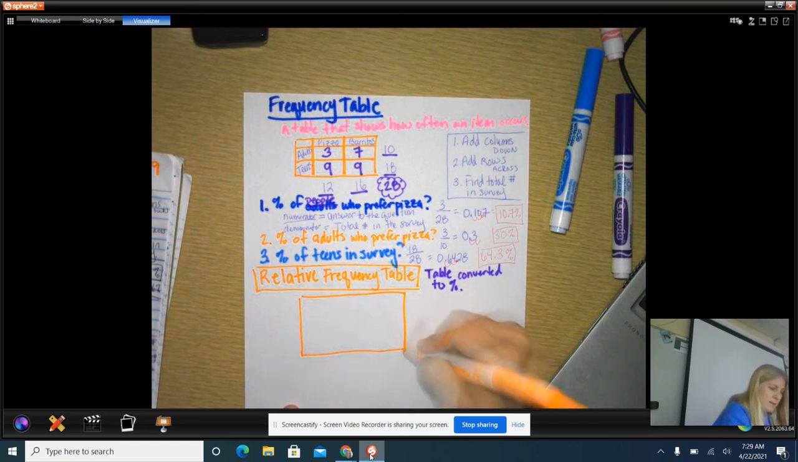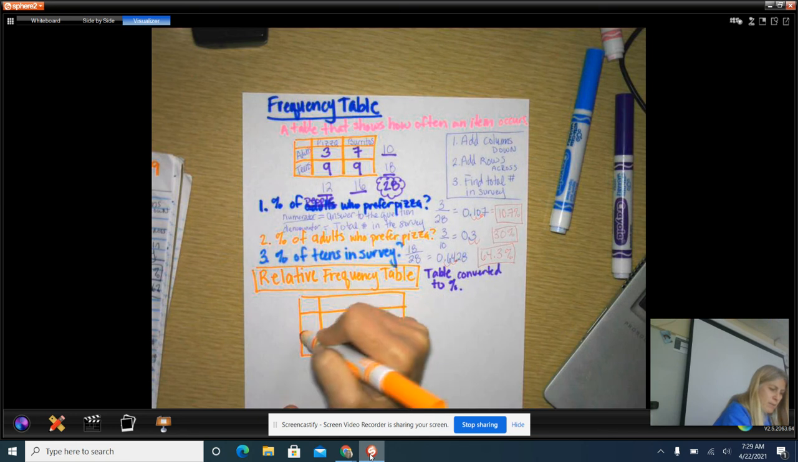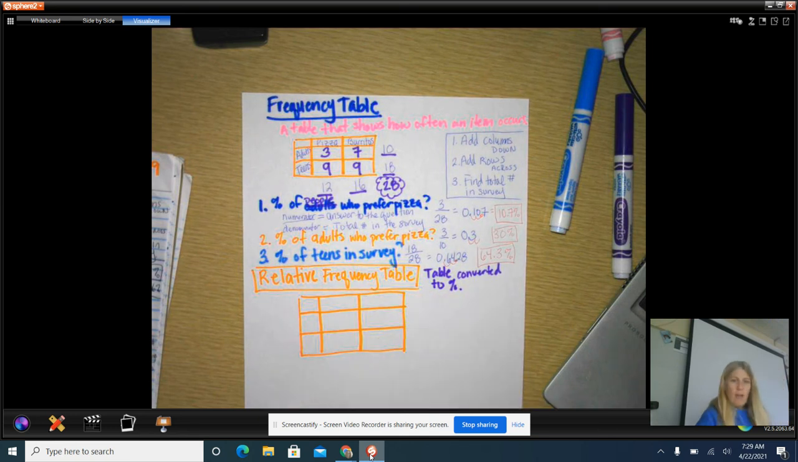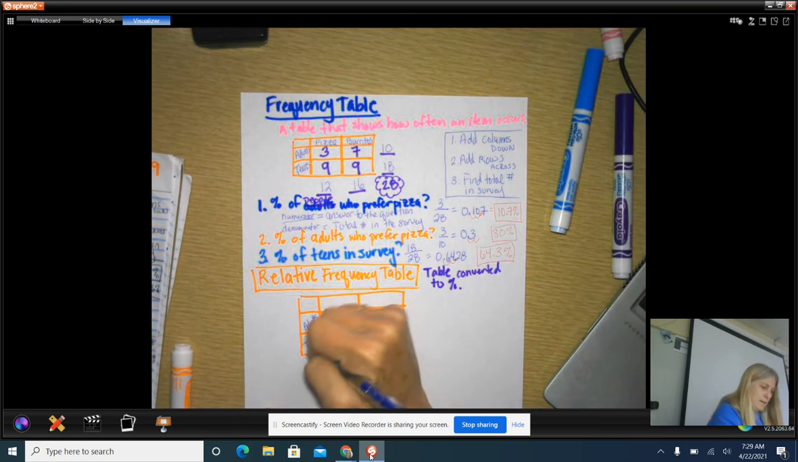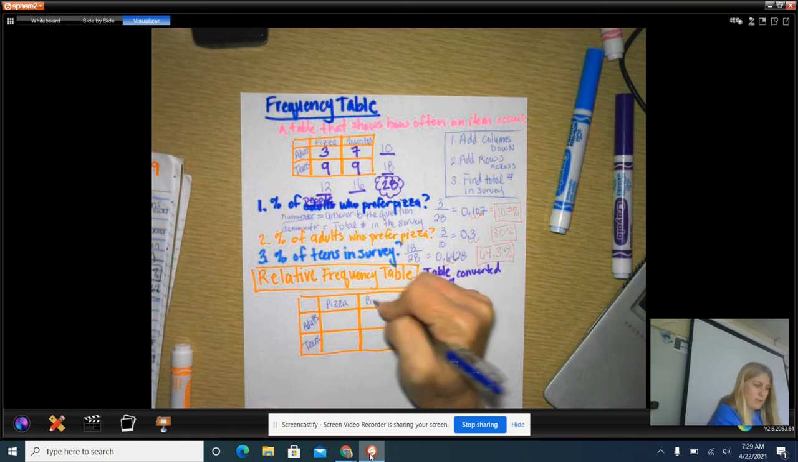Same setup as before. Kind of had skinny going up the side and the top. We cut that one remaining in half and that one in half. We have our same titles going on. We have adults and teens, pizza, and burritos.